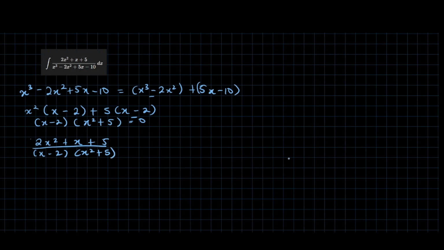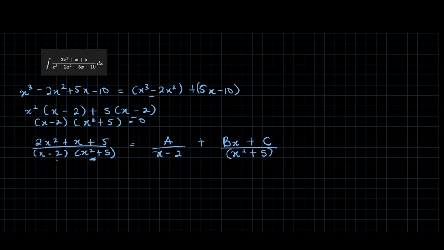And you will see that this has a quadratic factor, so the partial fraction decomposition is going to be a bit tricky. It's going to be equal to A over x minus 2, and for the one that has the quadratic, it's going to be Bx plus C over x squared plus 5. That's the form a quadratic denominator takes. Now we just simply solve for A, B, and C.